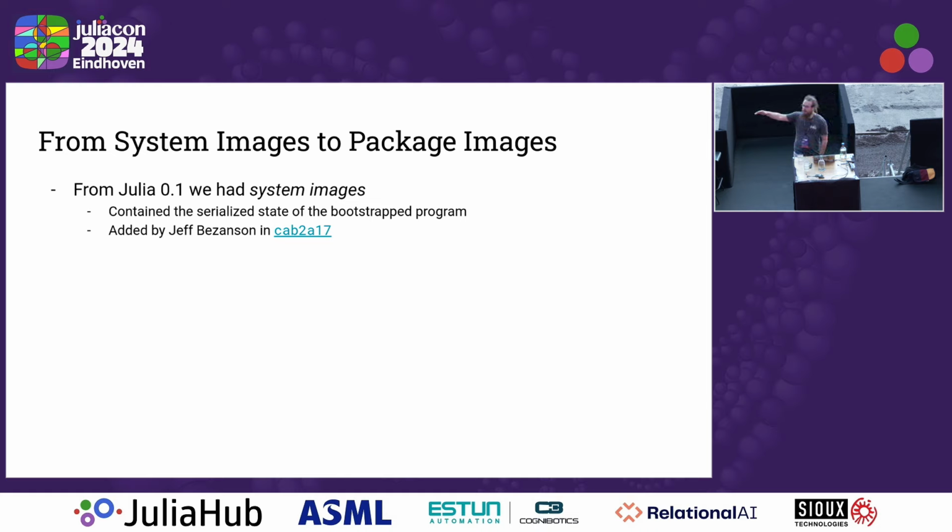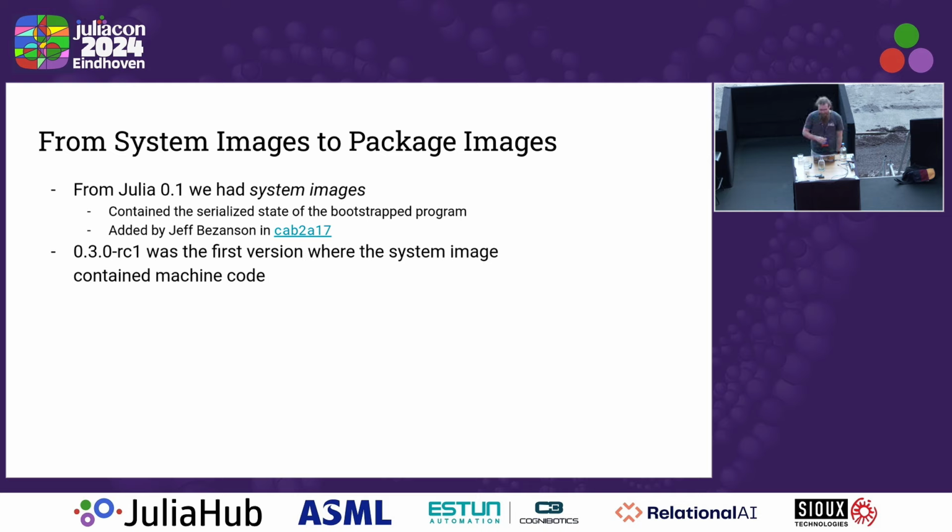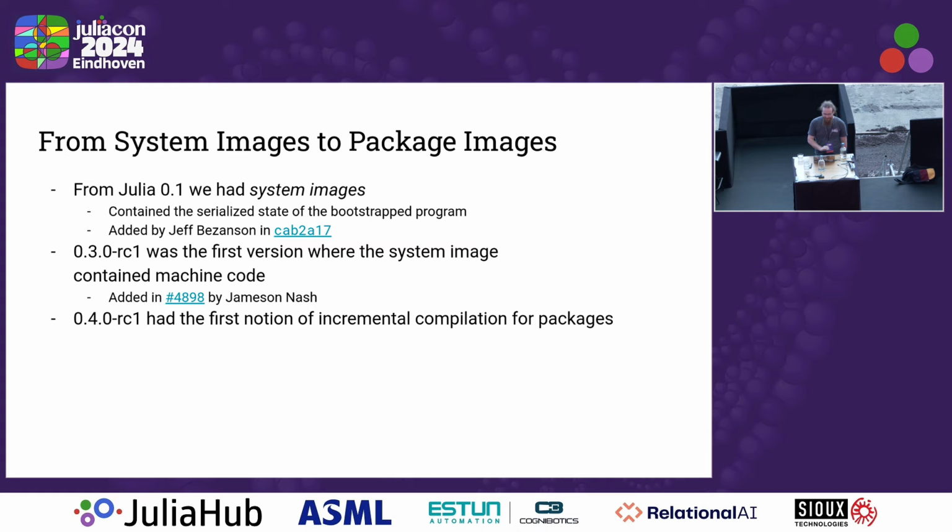But even in the beginning, system images did not include native code. Native code is machine code that your machine will actually execute. It's object files, stuff like that. This was added two versions later by Jeff, by Jamison. You can look at the pull request. It's a long discussion, and at the end, everybody is like, oh my god, everything is so fast now. Julia is actually usable. Great rejoice. But we didn't have the same thing for packages.